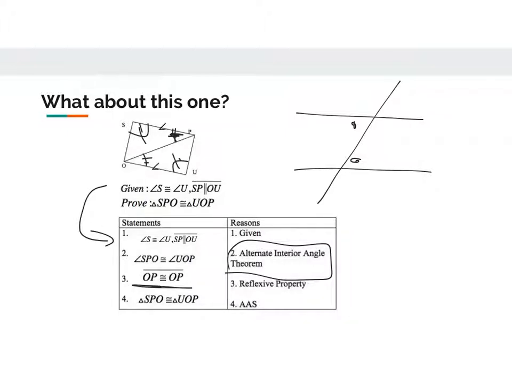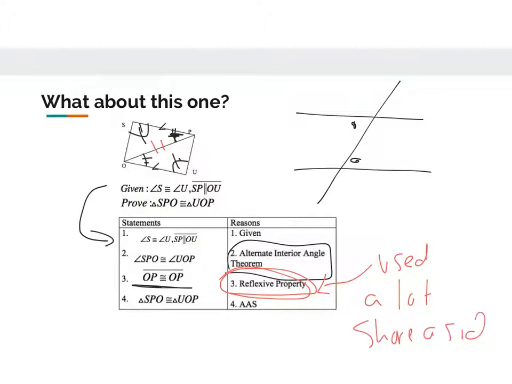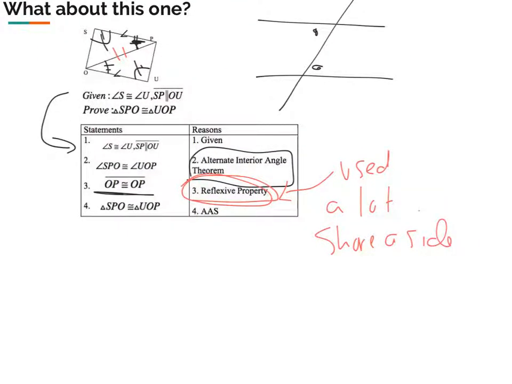Then they say OP is congruent to OP. You're congruent to yourself. That's called the reflexive property. That means that you're part of both triangles. You're equal to itself. This is going to be used a lot anytime that they share a side or share an angle. You get to use this. Reflexive means that you're equal to yourself. So now, looking at the triangle, I've got one angle, two angles, next side, one angle, two angles, next side. That's going to be angle, angle, side.